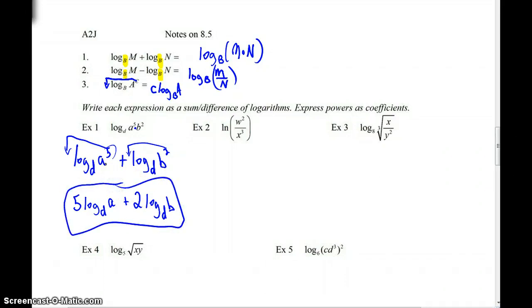Let's take a look at example number 2. The natural log of w squared divided by x cubed. I hope you see a very strong resemblance to property number 2. Property number 2 says that we could take this division inside and write this as a subtraction. The natural log of w squared minus the natural log of x cubed. Now from here we can take our powers and actually bring them down in front. 2 natural log of w minus 3 natural log of x.